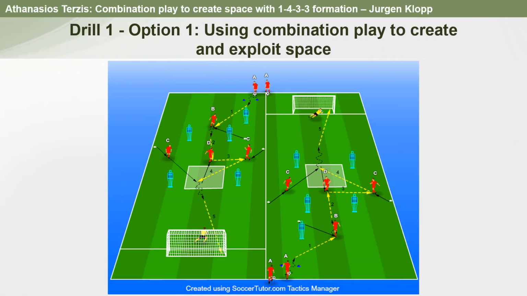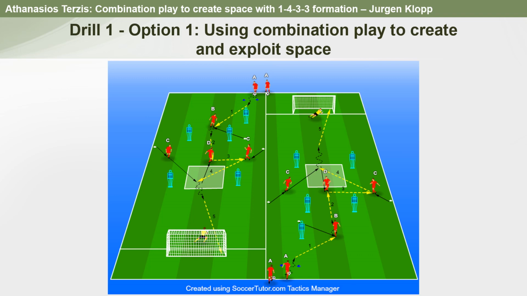Drill number 1 is executed on both sides at the same time. This can be a position-specific drill, as we can use our midfielders in positions A, B and C, and 2 center forwards in D position. The drill starts with player A who drives the ball forward between the 2 cones, while at the same time player B opens up in order to provide a passing option.